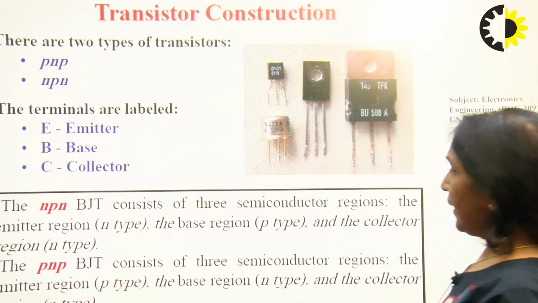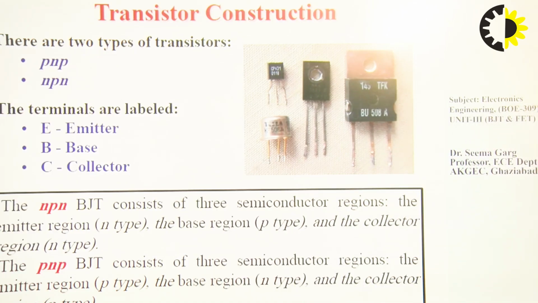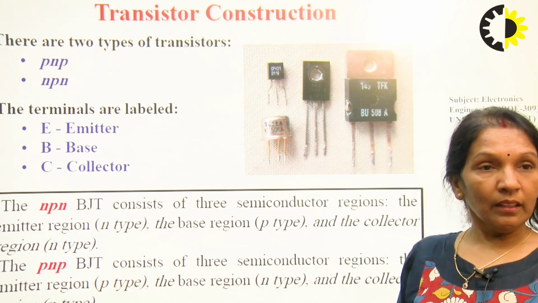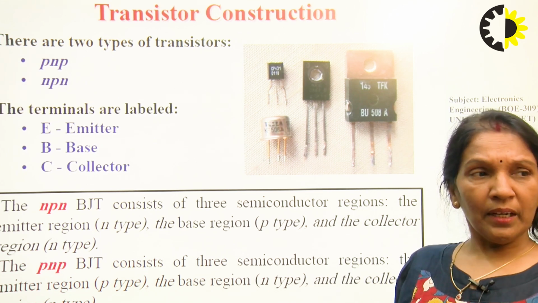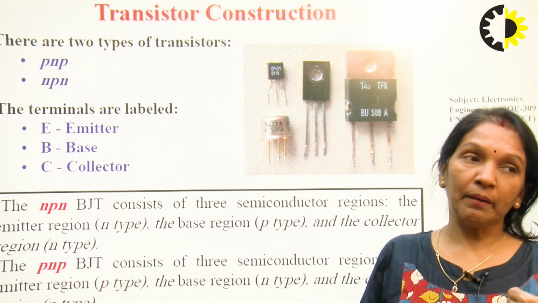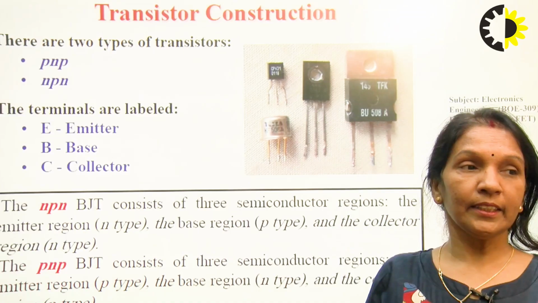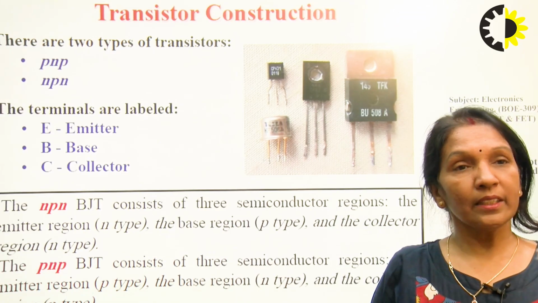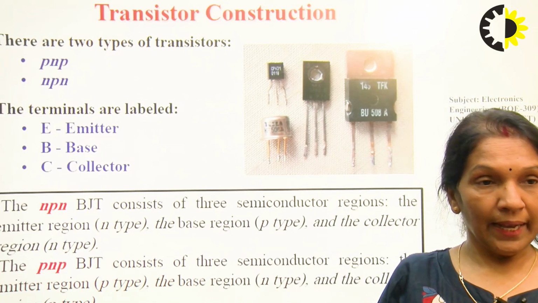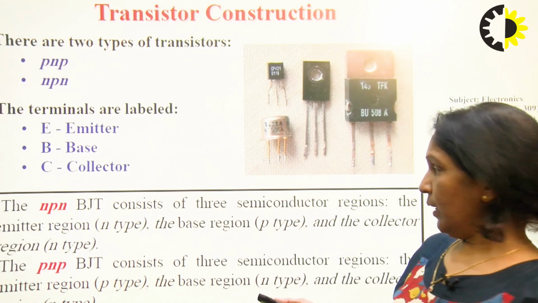The NPN transistor consists of three semiconductor regions: emitter region, base region and collector region. Similarly, the PNP transistor or PNP BJT also consists of three regions. Here the emitter region will be P-type, the base region will be N-type and the collector region will be P-type.